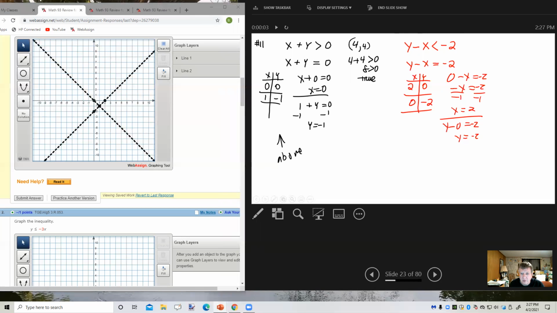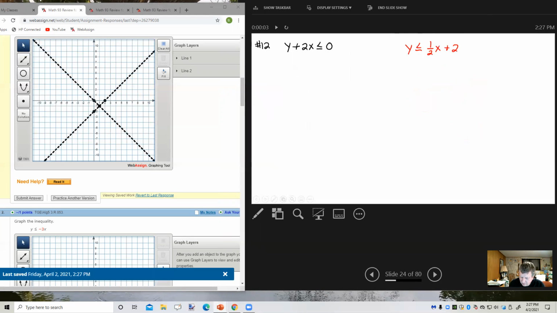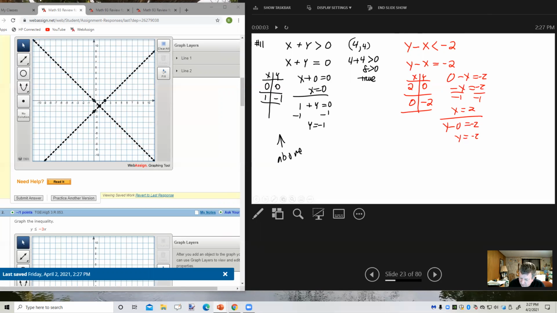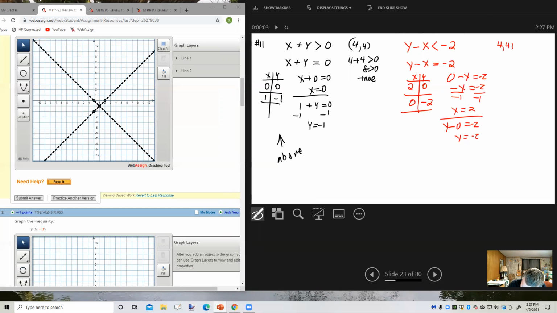I'm going to move my cursor over here. Oops, sorry, it keeps doing that. So we'll put 4, 4 into the original inequality. 4 minus 4 less than -2, 0 less than -2, no.